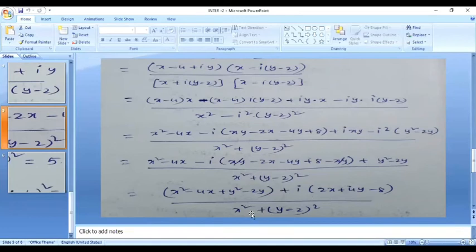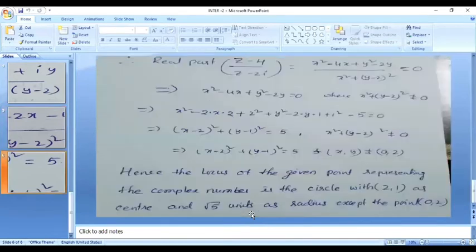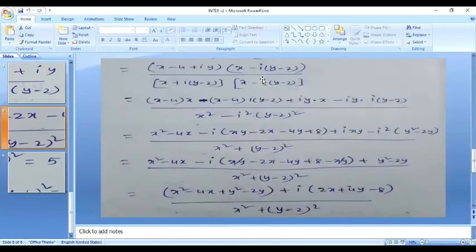Now the denominator value is the same as it is, x square plus y minus 2 whole square. Now what we have to find is the given condition: the real part of z minus 4 by z minus 2i value is 0. Now, is this the real part or not? This numerator value divided by the denominator value is nothing but the real part. The imaginary part value divided by the denominator is the imaginary part.